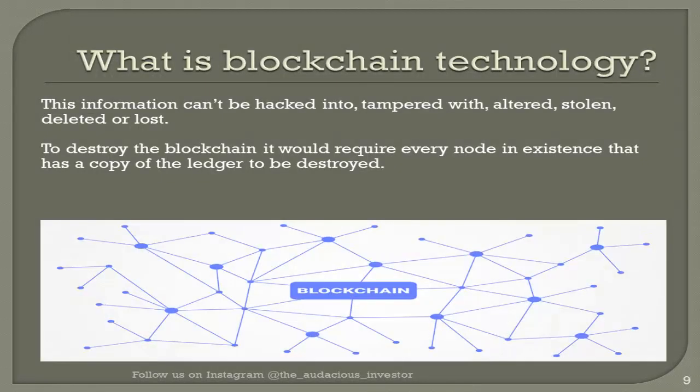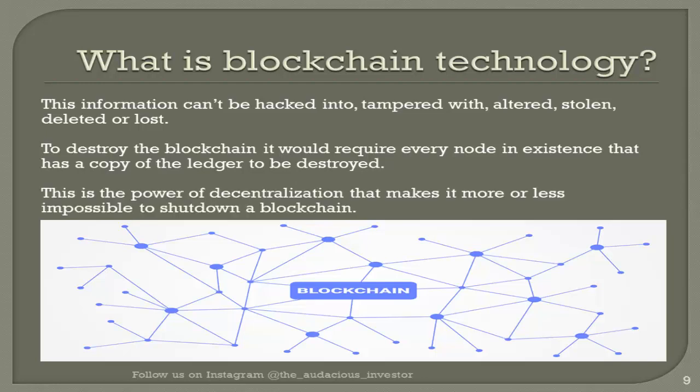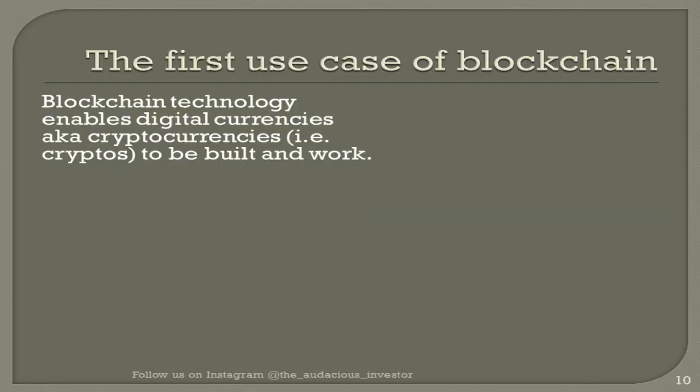So imagine those points in this picture, in this image, and every single point is a node. And in order to destroy the blockchain, you would have to destroy all those nodes, and these nodes are scattered across the world. Nobody would be able to shut it down, especially when the nodes grow into the thousands. So this is the power of decentralization that makes it more or less impossible to shut down a blockchain.